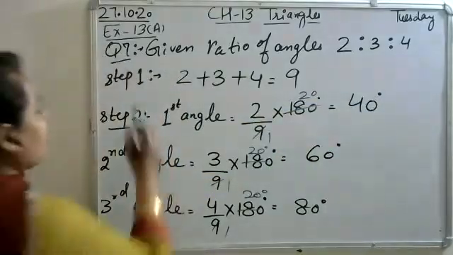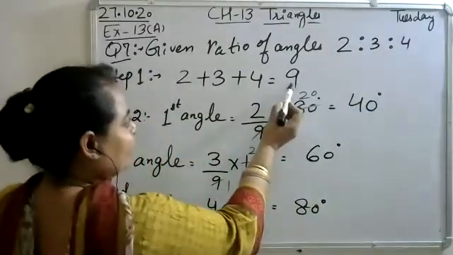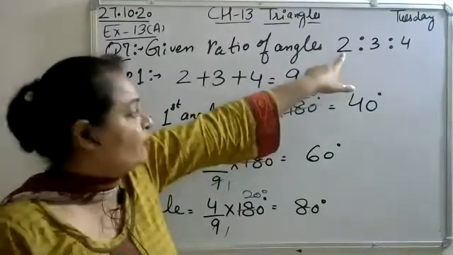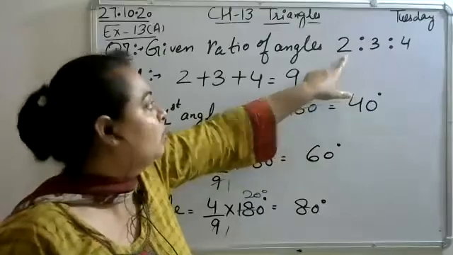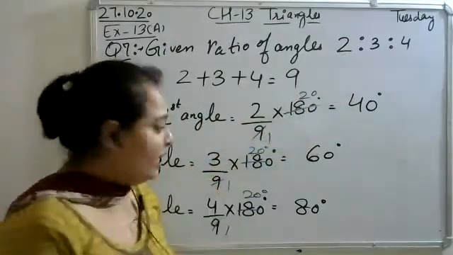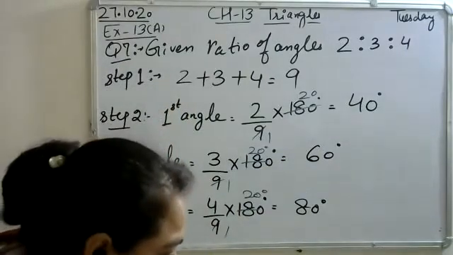In the first step, add 2 plus 3 plus 4. You will get 9. Then in the step 2, first angle. This is the first number. What is the first number? 2. 2 divided by 9 multiplied by 180 degree. Okay? So note down. Harshika.